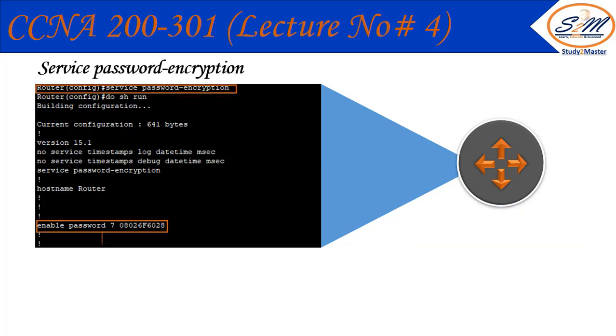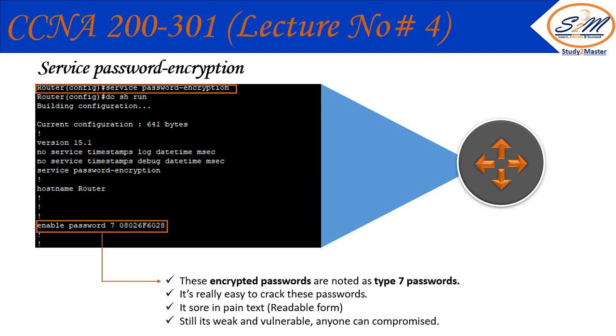Service password encryption. Why do we use service password encryption? Service password encryption is used to encrypt the passwords. So I have issued this command here, service password encryption, on this Cisco router. Before, you have seen the password was CCNA, but I have issued this command. Now the password is encrypted.